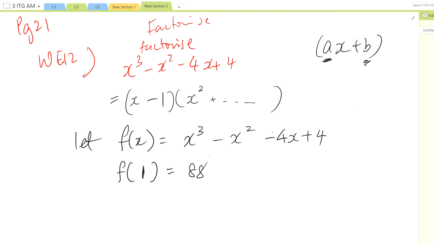Okay, so let's just try 1 minus 1 minus 4 plus 4. Oh, did I get it right? What is it equal to? 0. Is it equal to 0? Yeah. I am so lucky.